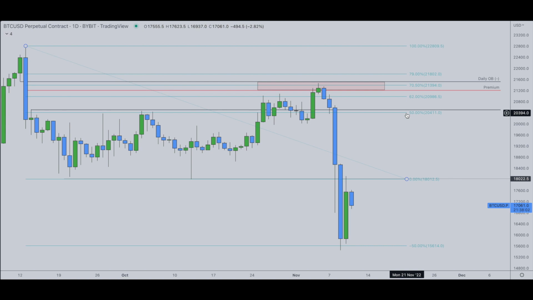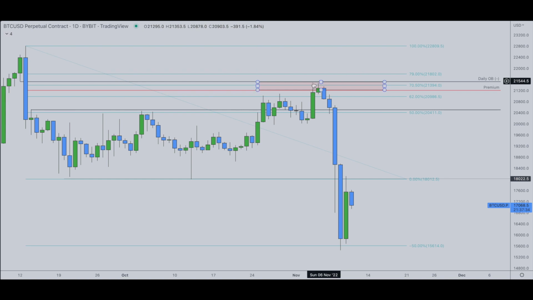So the way the optimal trade entry is taught, in the nature of the optimal trade entry, is you're going to enter at the 62% retracement. So when I anchored this fib from this high down to this low, our premium market is inside of here, anywhere from the 62% retracement up all the way up to the 79% retracement.